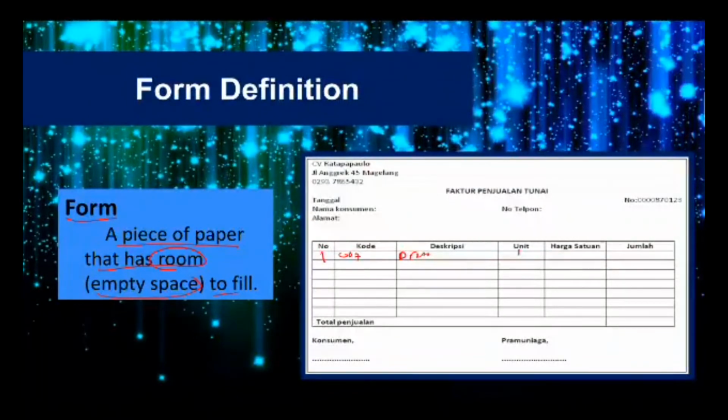Then when the unit is 1, the price is 20,000 and the total is 20,000. Okay, and then sometimes it is still empty, but the salesman or saleswoman will fill his or her signature here. Okay, this is the form. The form means a piece of paper that has room to fill or empty space to fill.